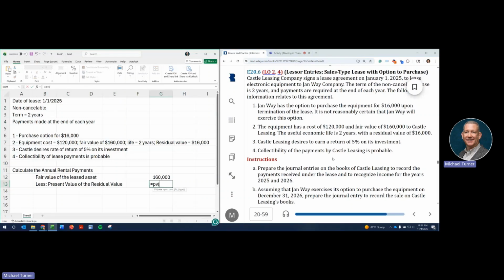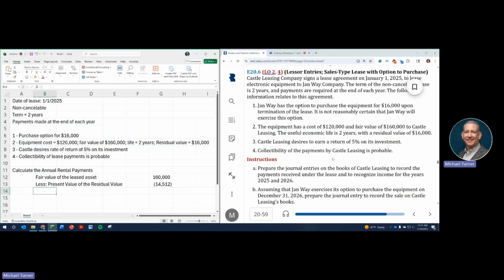We were given that this is a 5% return. So the rate is 5%. The number is 2 years down the road. It is not a payment. It's a future value of 16,000. So what's the present value of that today? 14,512.